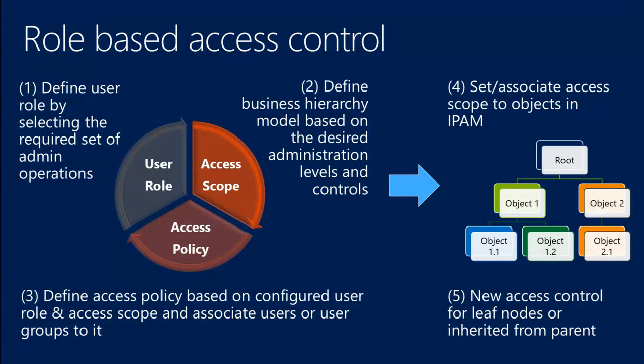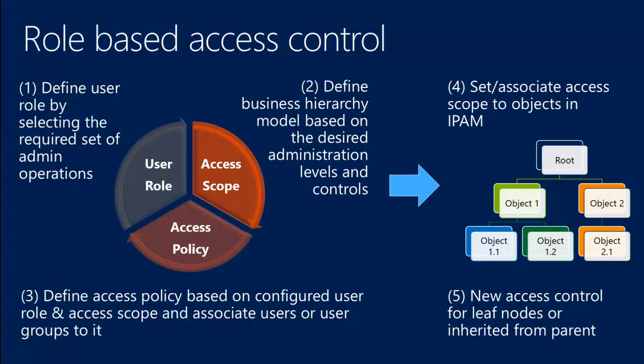My scope could be a DHCP server, which will enable me to go and make those policy changes on all the scopes on the DHCP server, or my access scope could be the building, which will then allow me to go and perform those operations on all the DHCP servers in that building, or it could be site, or it could be the whole data center. So that is access scope. You go and define that.